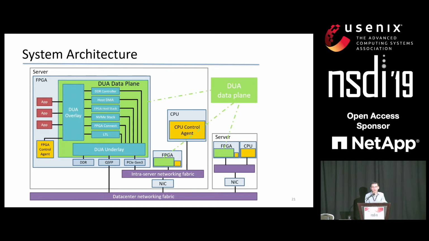Since FPGAs are not suitable for implementing complicated control logic, the data plane and the control plane are separate in DUA. The DUA data plane lies in all FPGAs as a router. It provides efficient routing, unified interface, general multiplexing, and security. DUA puts the main control logic in the CPU. FPGA control agents only monitor and update the local status.